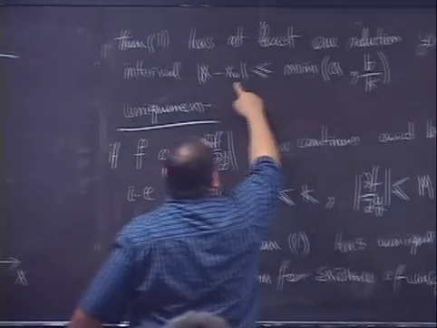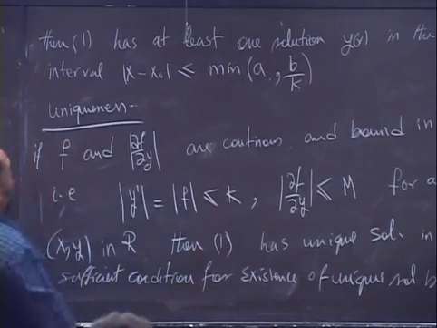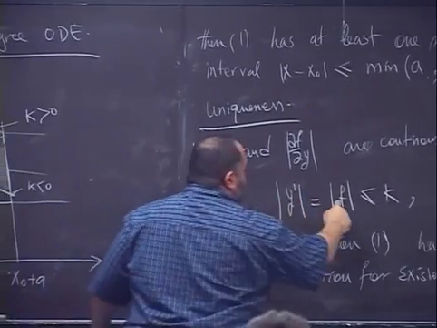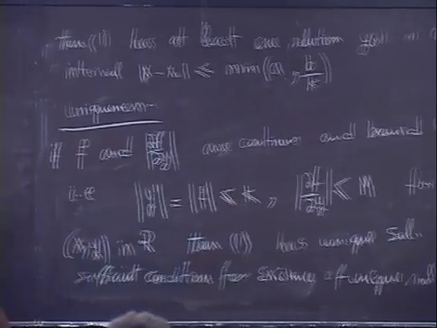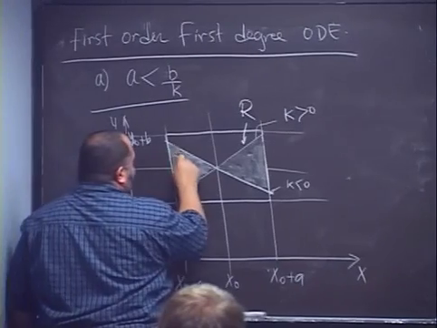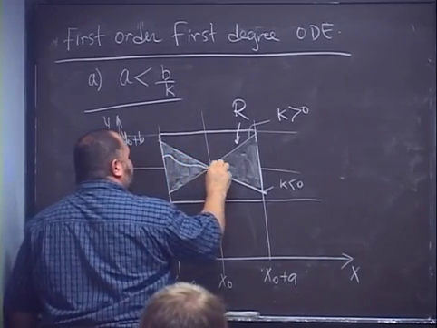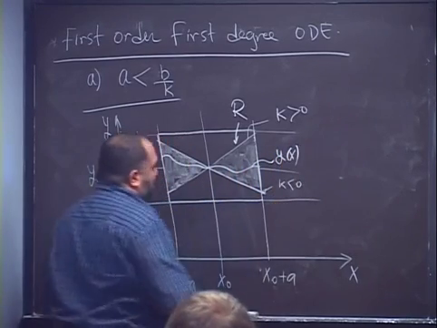The absolute value of x minus x naught is less than the minimum of a and b over k, and this is the solution: y prime equal to the function f is less than or equal to the slope here. So let's assume that this is your function y of x, which is the solution for the differential equation.